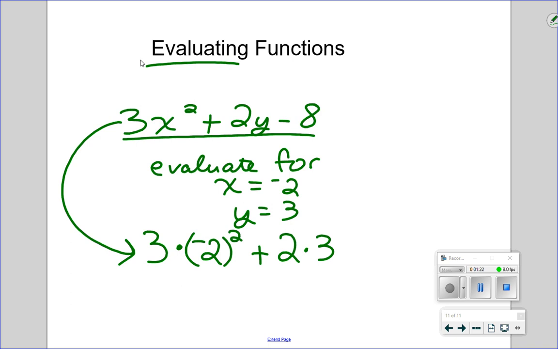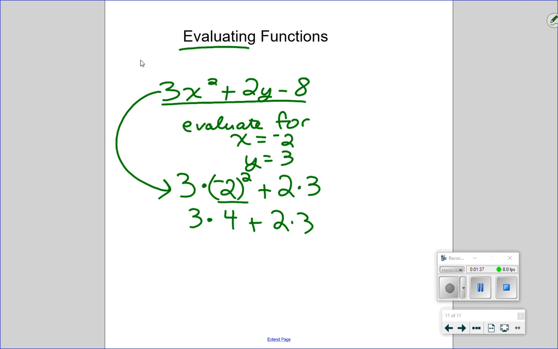We've been evaluating expressions for a while now. So we do order of operations. That means we have to do exponents first. So I'll have 3 times -2 times itself is 4, plus 2 times 3. And then I have to do multiplication before I add. So I can multiply these two together, and I can multiply these two together. And then I add. So my answer here is 18 when I evaluate that expression. So functions are very similar. It's just a different notation.